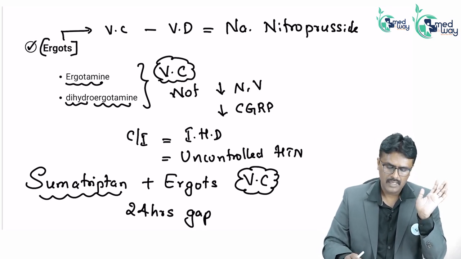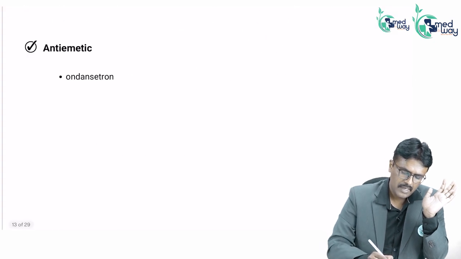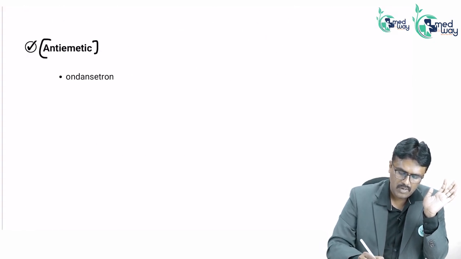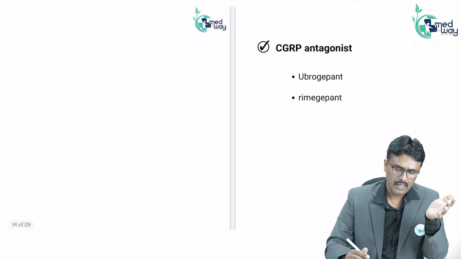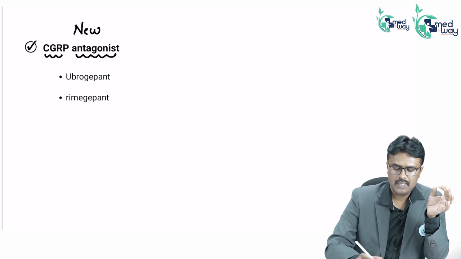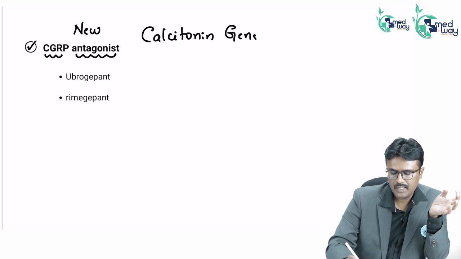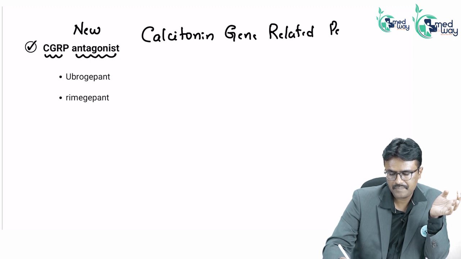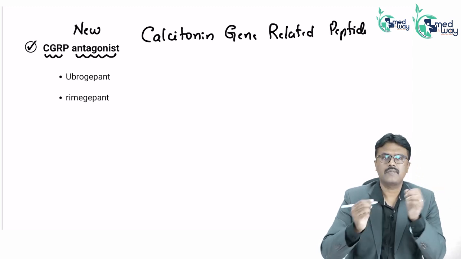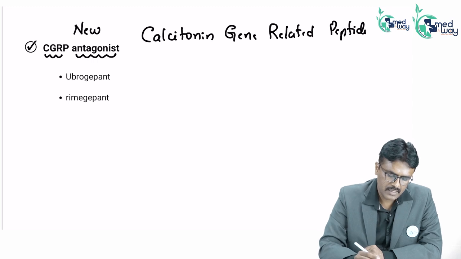That's the reason. The next thing is antiemetics. I think I have discussed this, you can give ondansetron or you can use metoclopramide. Now the recent, new drugs for acute attack of migraine are CGRP antagonists. I told you CGRP stands for calcitonin gene related peptide. Now this is responsible for migraine, so we can block it.